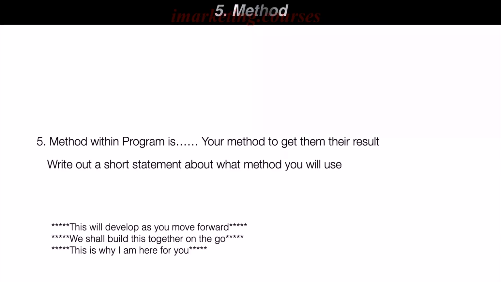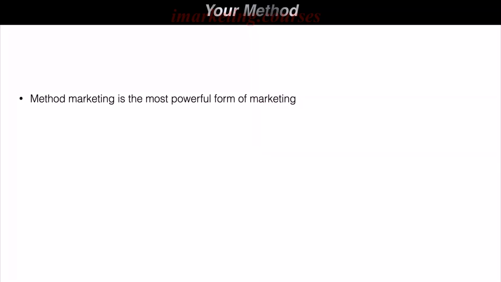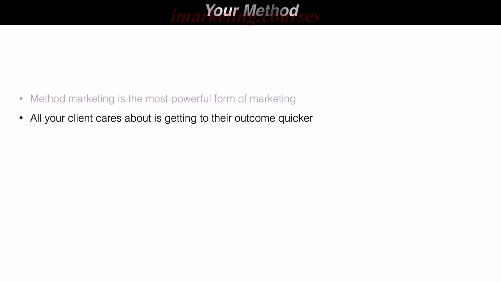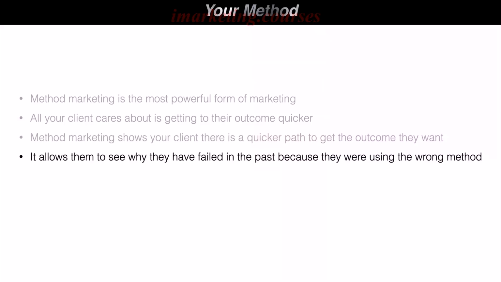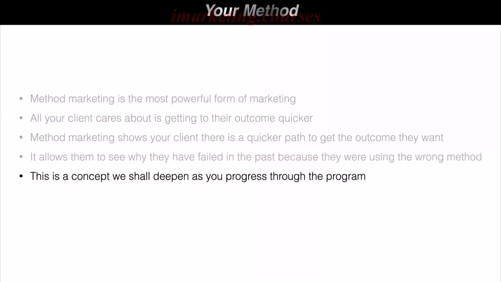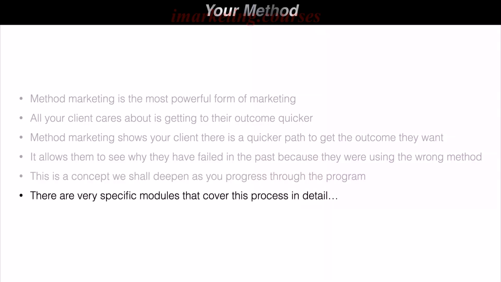So method within the program is your method to get them their result. Write out a short statement about what your method is. Method marketing is the most powerful form of marketing. All your client cares about is getting to their outcome quicker. That's it. Method marketing shows your client there is a quicker path to get the outcome they want. It allows them to see why they have failed in the past, because they were using the wrong method. This is the concept we shall deepen as you progress through the program. There are very specific modules that cover this process in detail.